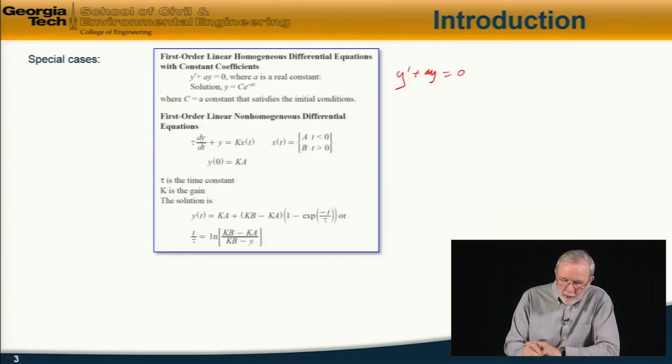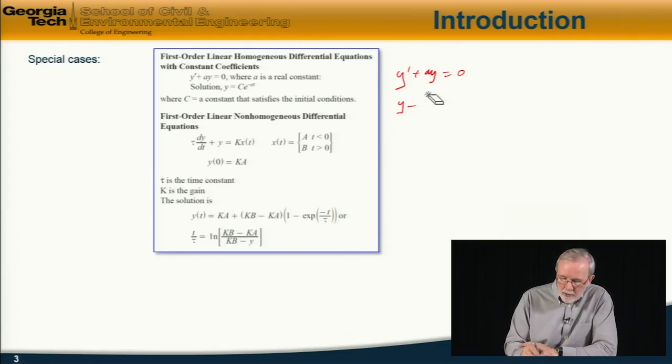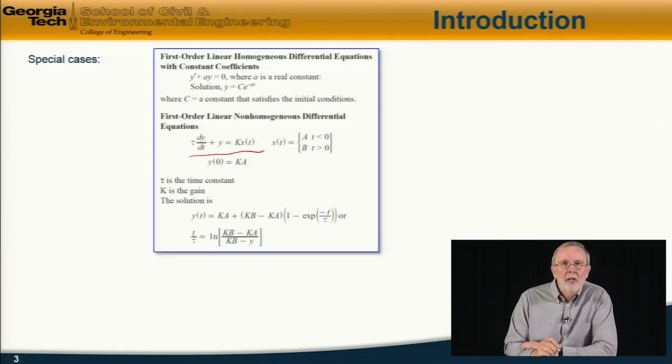And the solution to this equation is y is equal to c e to the minus at, where the value of c is obtained from the boundary conditions to the differential equation. And we also have the second one, a first-order non-homogeneous differential equation. In other words, the right-hand side here is not equal to 0, in the particular case here where x of t is equal to a step function. And the solution is given right here.